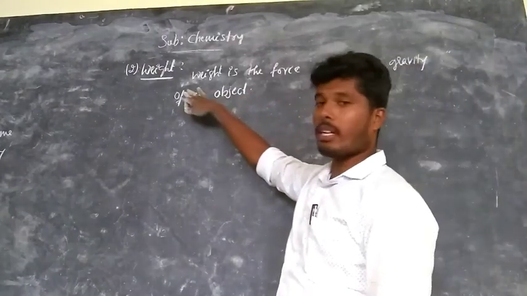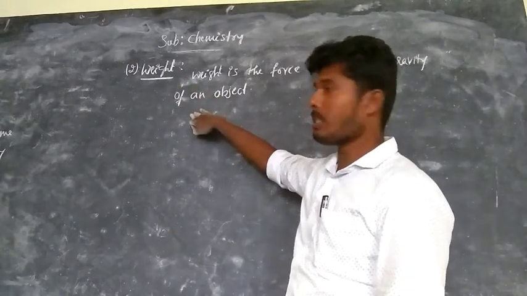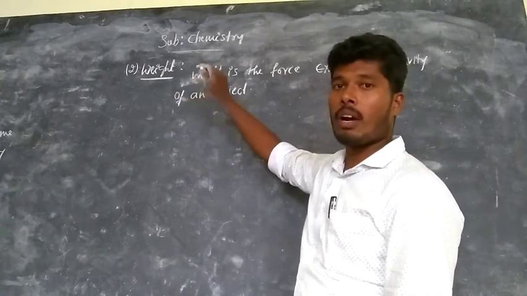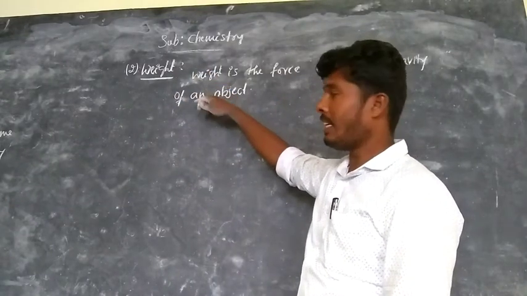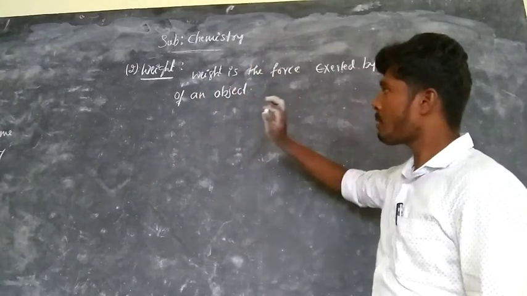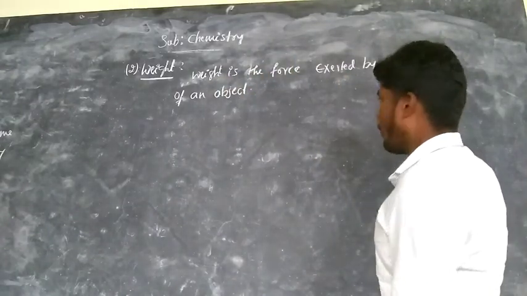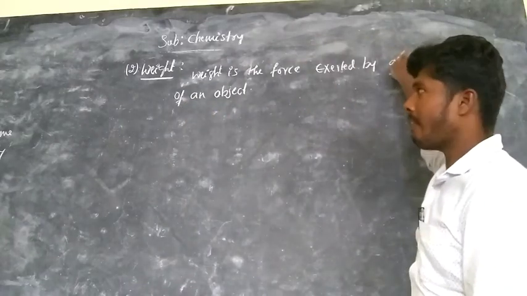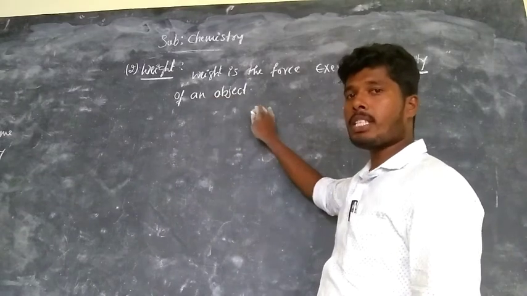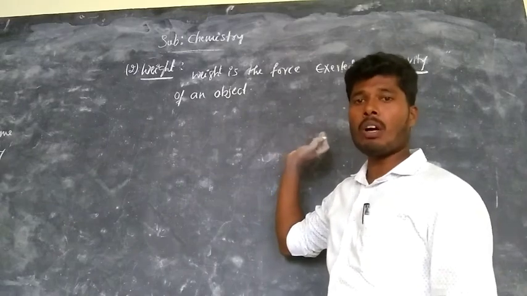Now observe the difference between mass and weight. Mass is nothing but the amount of matter present in a substance. Here weight is the force exerted by gravity. Weight depends on the gravity of an object. Here weight changes from one place to another place, but mass does not change from one place to another place.